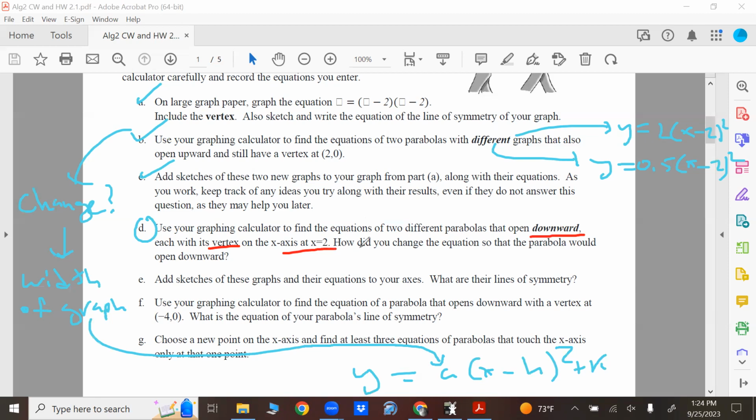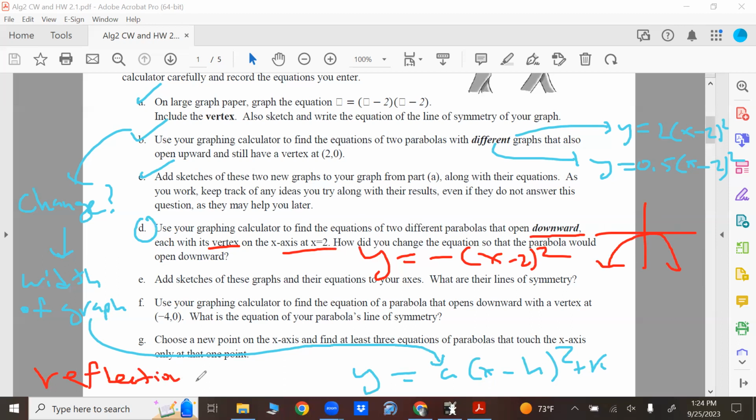How would I make the equation different so that it opens down? What would I do in this case? A negative, yes. If you simply put a negative out in front, guess what happens? The graph looks like this now. So what does that do? It also causes a reflection.